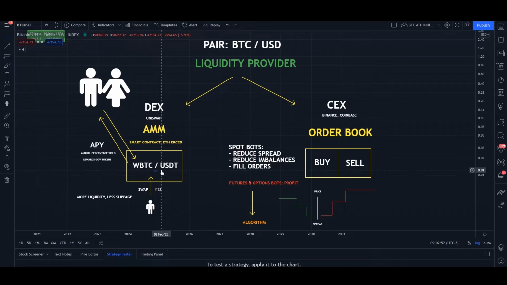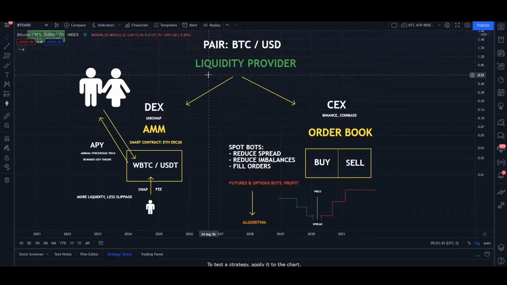It's not really one-to-one how it works, but basically what you need to understand is that the more wrapped Bitcoin is in this pool, the less the price is going to be affected by my swap. So if I want to swap my USDT for one Bitcoin and there is, for example, 1,000 wrapped Bitcoin, that's only a 1,000th of the pool, which means there's less impact on the price. There's less volatility, there's less slippage.